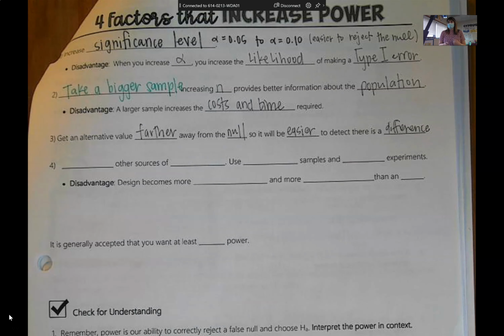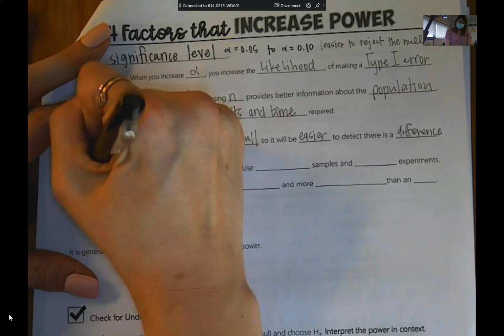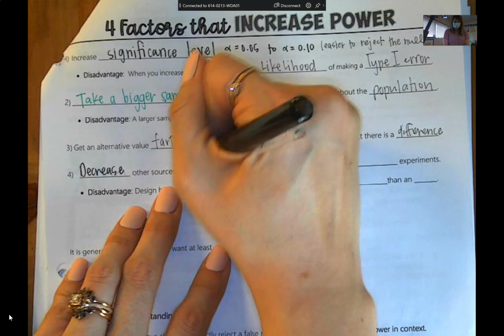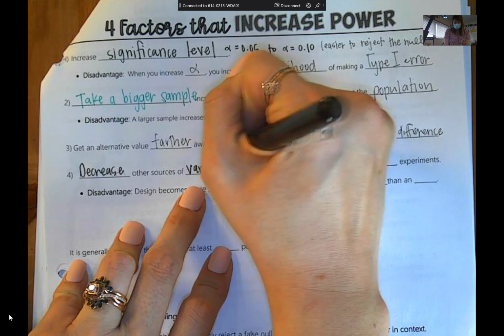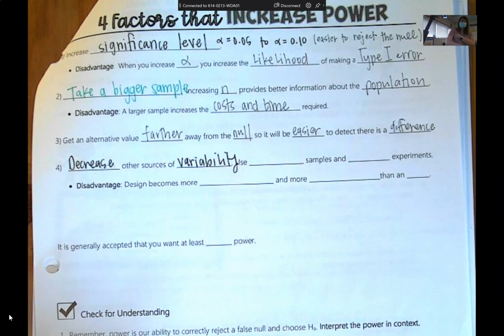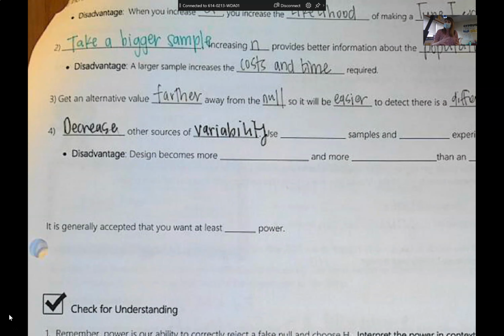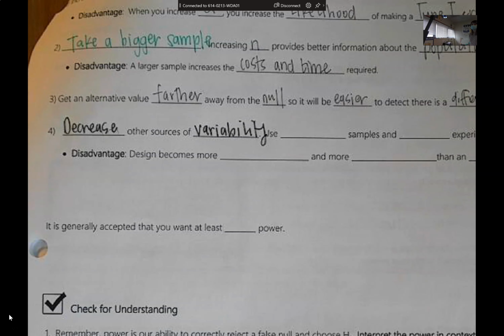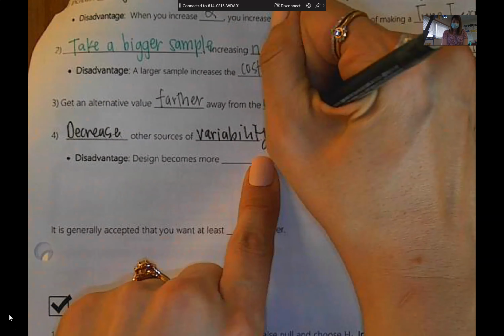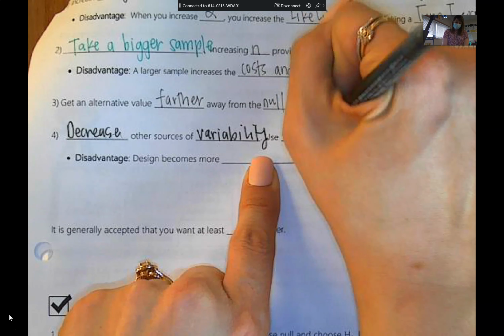The last one is to decrease other sources of variability by using really good sampling methods. So we want to decrease variability by doing more than a simple random sample. And that's what's in the next unit. We're going to talk very specifically about simple random samples and some ones that are even better than a simple random. So one of them is a stratified sample.